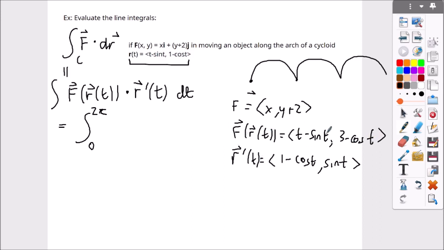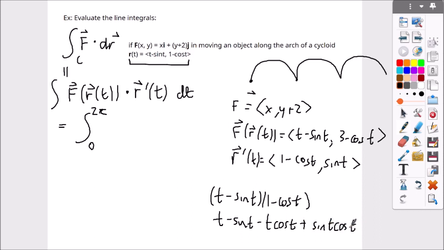All right, let's dot product. So t minus sine t times 1 minus cosine t is t minus sine t minus t cosine t plus sine t cosine t. That's messy. That's very messy. All right, what's 3 minus cosine t times sine t? That is plus 3 sine t minus sine t cosine t. So what cancels out? This cancels out, this cancels out, and 3 sine t minus sine t is 2 sine t. So you'll end up getting t plus 2 sine t minus t cosine t dt.